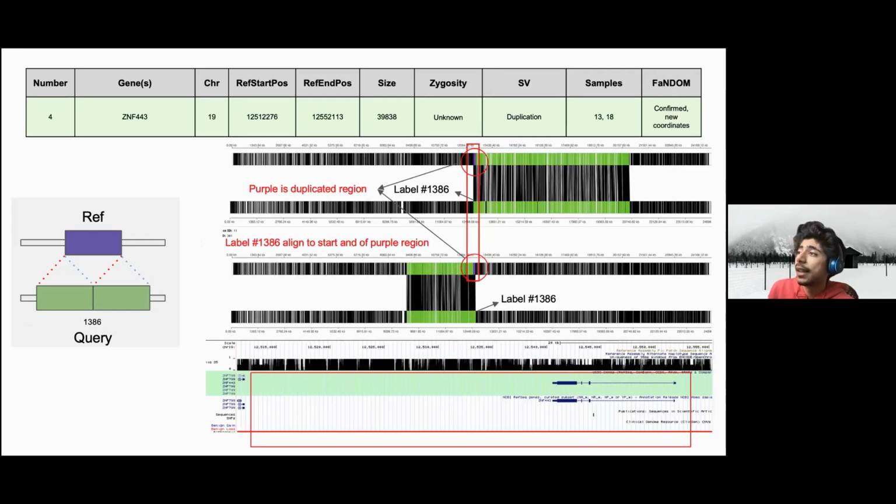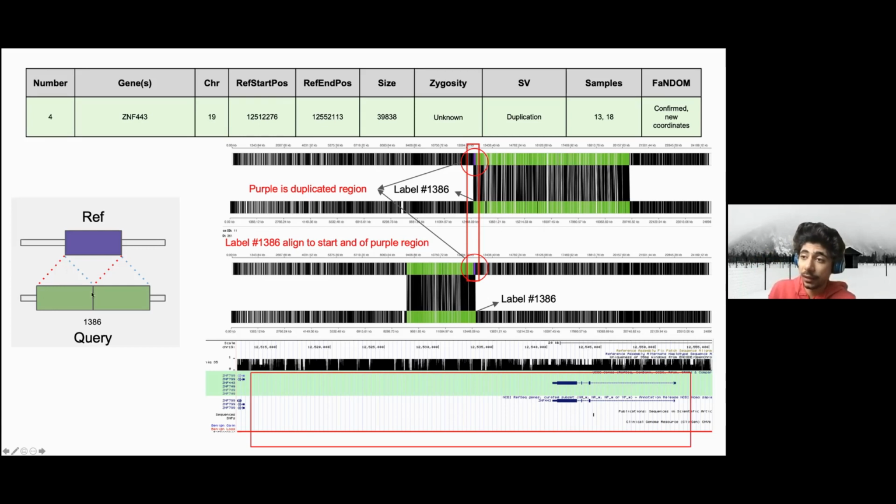This is another example of a structural variation that was found by FaNDOM. This is a duplication in chromosome 19, in the gene ZNF443. Again, there are two purple regions that align to different regions in the query, in the context that we had. I have again the same schematic for that.